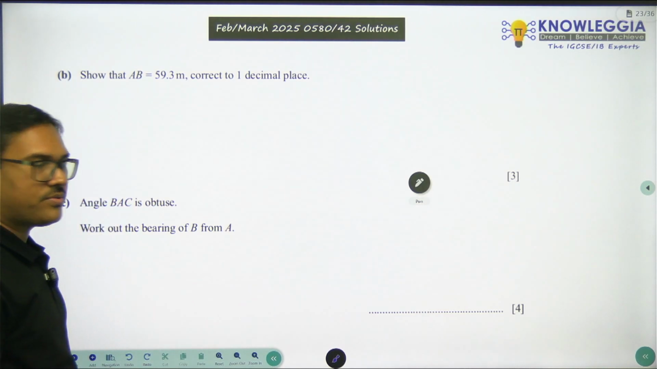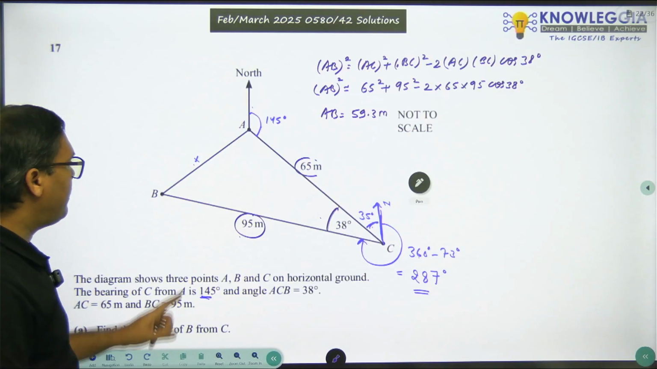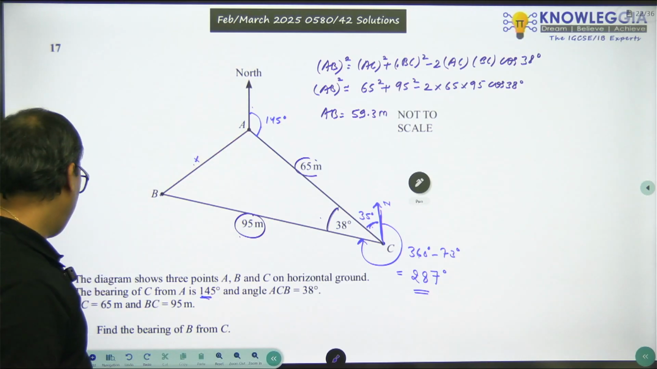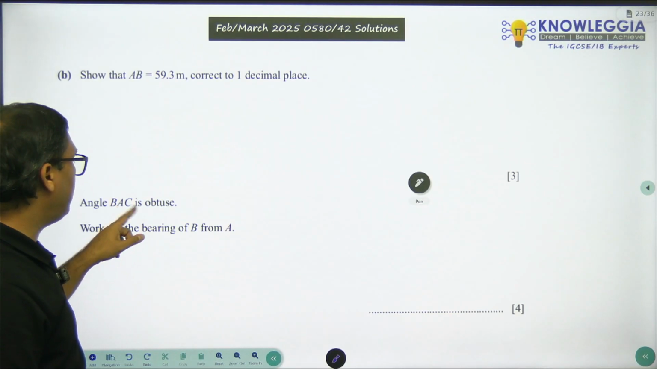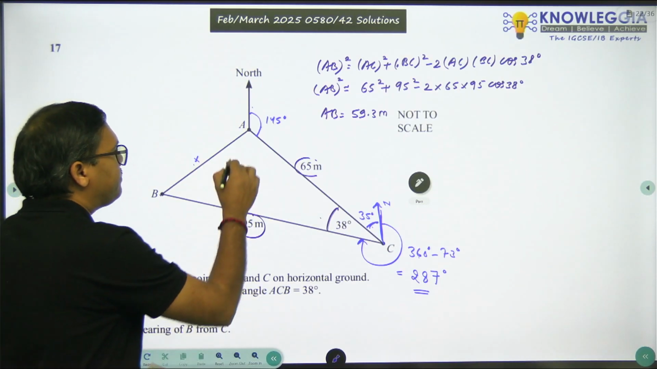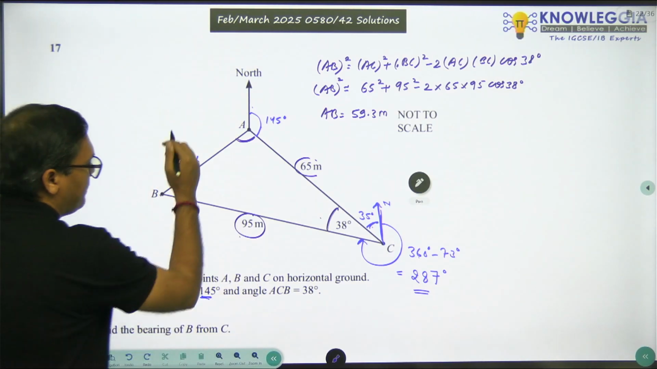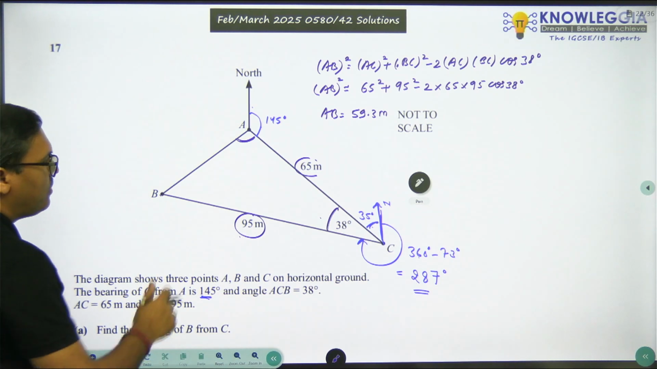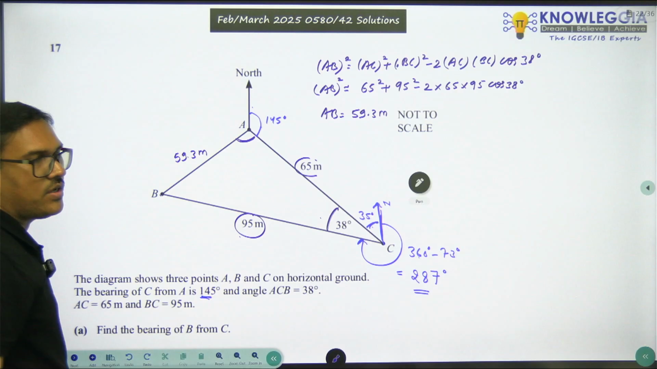Angle BAC is obtuse. Work out the bearing of B from A. Bearing of B from A. Okay, it is given that angle BAC is an obtuse angle. So how can you find this angle? You can see here, we have got this side, which is 59.3 meters. In the previous part, we got this.